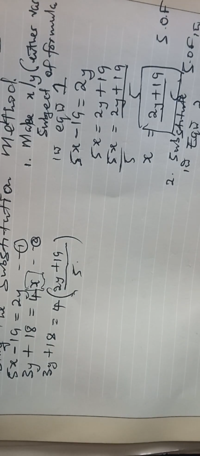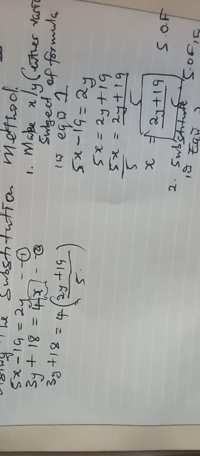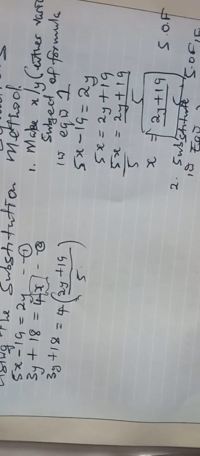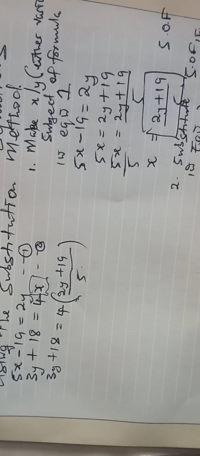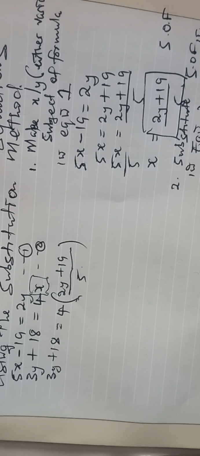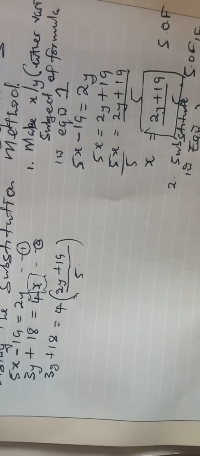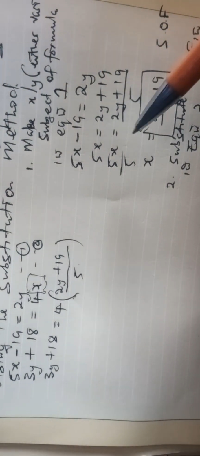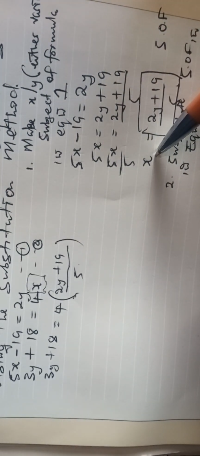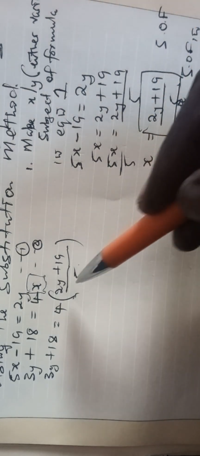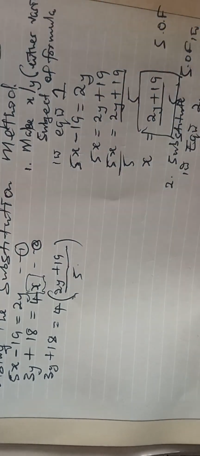So this is the step of substituting, and this is also where the term substitution method emanates from. We are simply substituting the value of something that we've made a subject of formula. And in this scenario, we have made x subject of formula and substituted the value of x in equation 2. And then here we are going to simplify further.